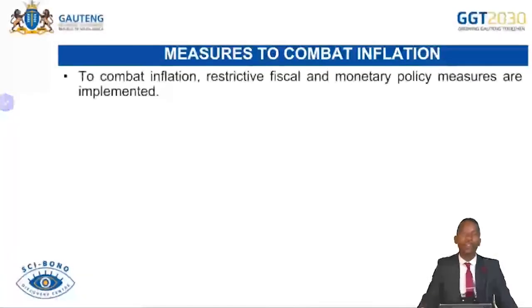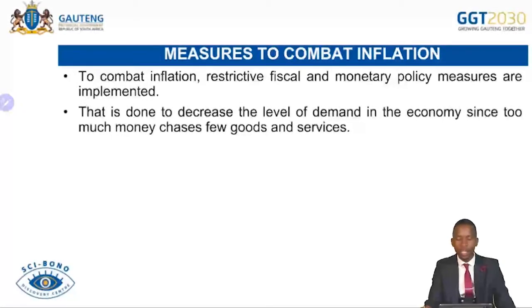And then now we focus on measures to combat inflation. How can we combat the high level of inflation? As we said, the inflation rate in South Africa is 7.4%. Now it's beyond the target. How can the Reserve Bank intervene using monetary policy? How can the government intervene using fiscal policy? To combat inflation, restrictive fiscal and monetary policy measures should be implemented. That is done by decreasing the level of demand in the economy, since too much money is chasing few goods and services in the economy.